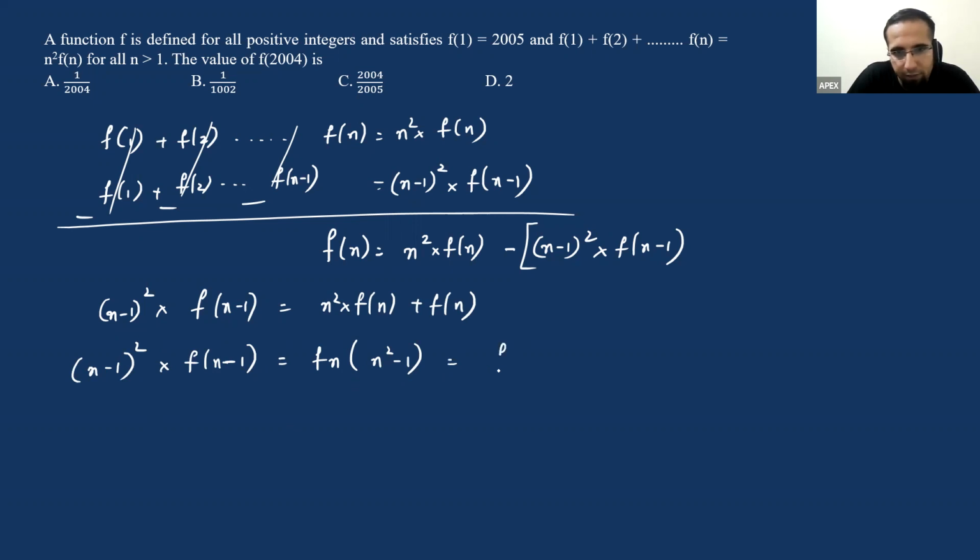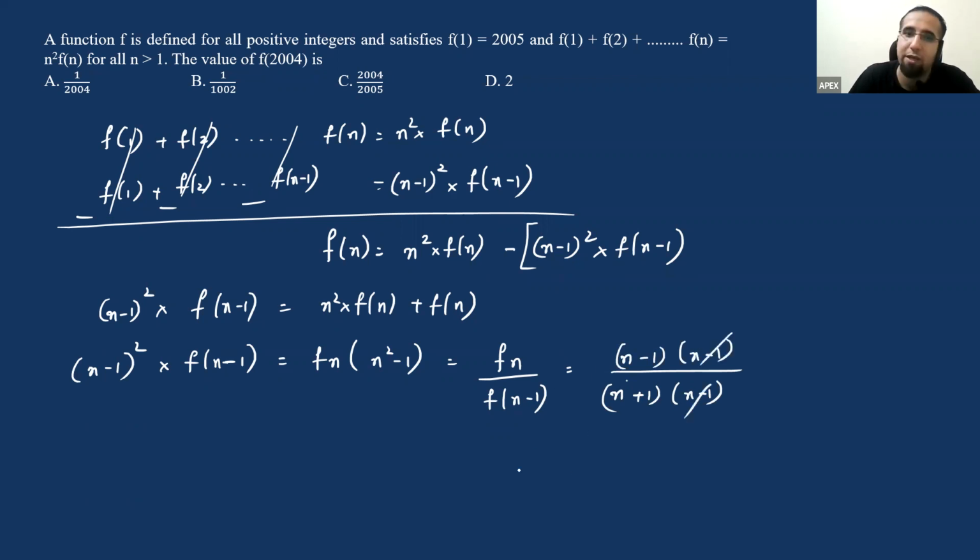So we can look at this as f of n divided by f of (n minus 1) is equal to, right, f of n. So n square minus 1 can be written as a square minus b square, that is (n plus 1) into (n minus 1). And the numerator can be written as (n minus 1) into (n minus 1). So n minus 1 gets cancelled. Now remember, our job is to use f of 2000 and f of 1 or 2005.